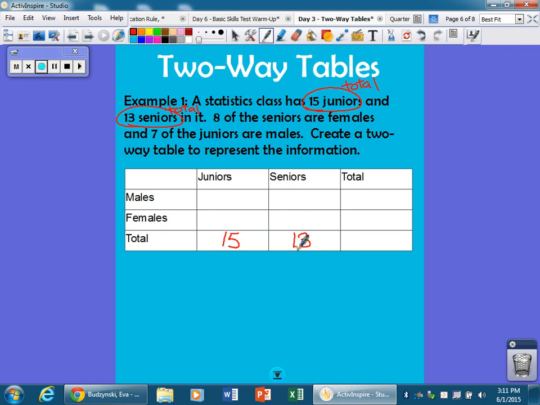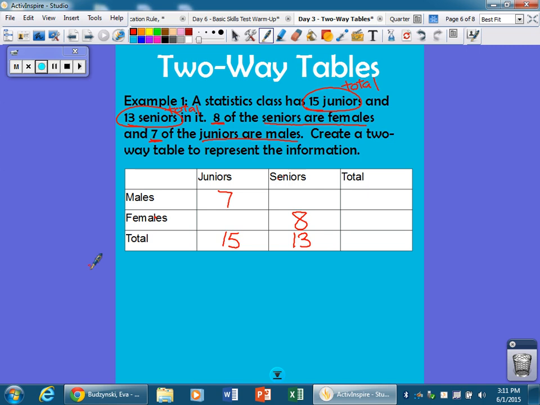8 of the seniors are female. Okay, 8 senior females. So seniors and females, 8. My next one is 7 junior males. So juniors and males, there are 7. So now you pull down all the information that the problem is going to give you. And now it wants you to fill in the rest of the table, which you can do now.